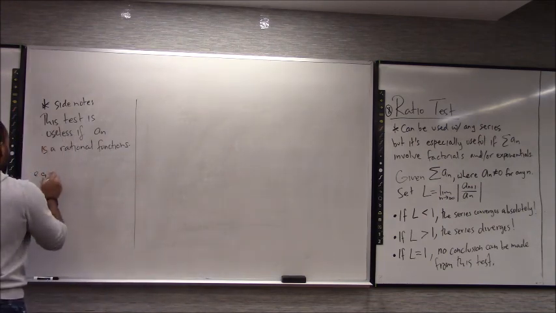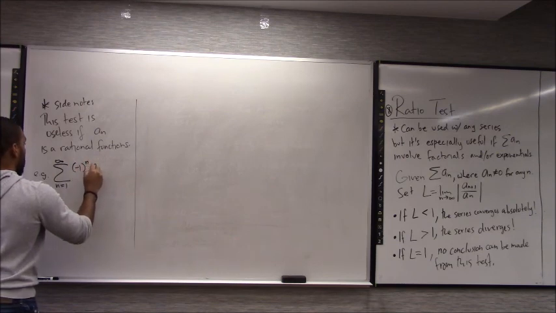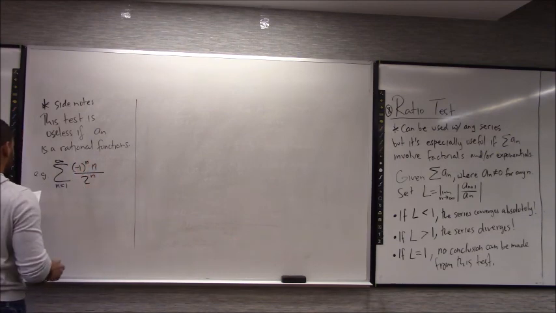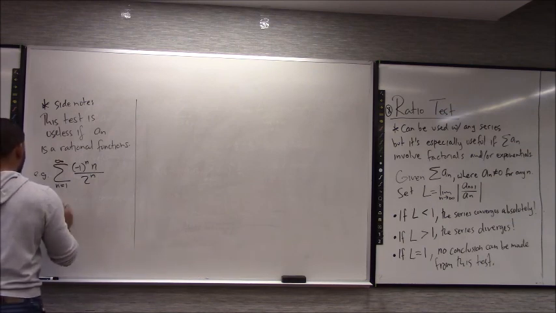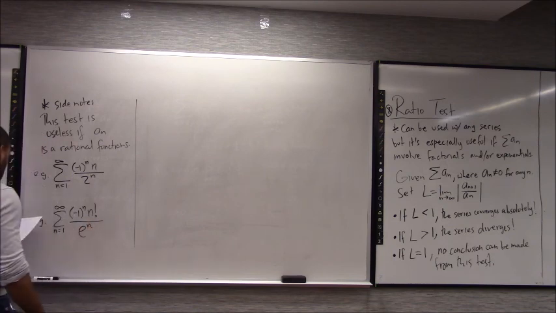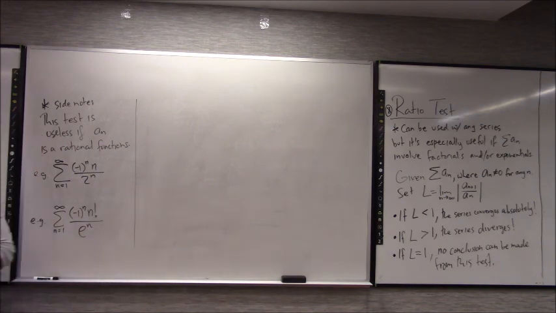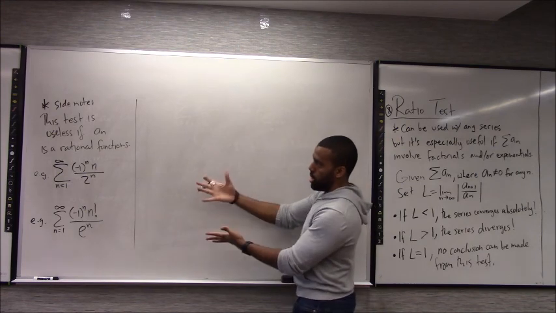So, examples. I'll give you 2 examples here. Series, n goes from 1 to infinity of (-1)^n times n over 2^n. And n goes from 1 to infinity of (-1)^n times n factorial over e^n. Try those for next time, because we're out of time. Try to apply this test and talk about what these guys are going to do.